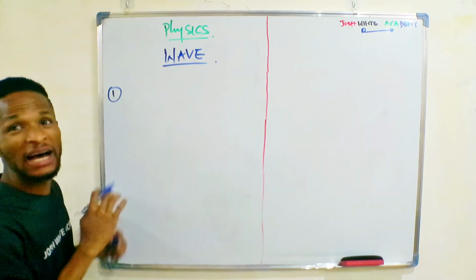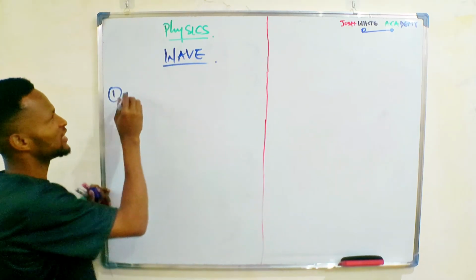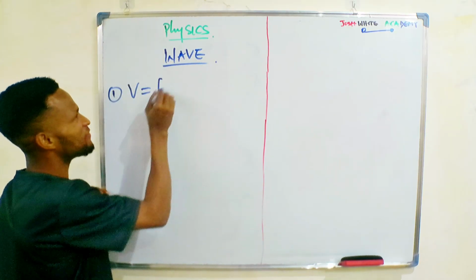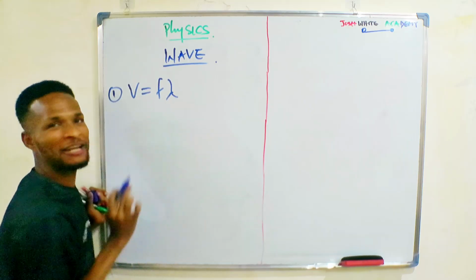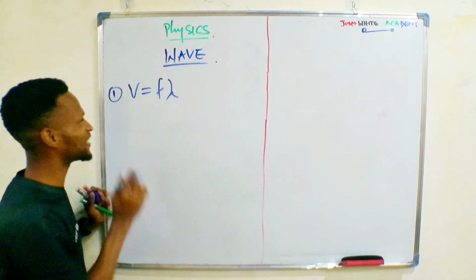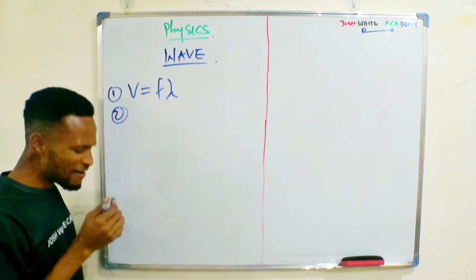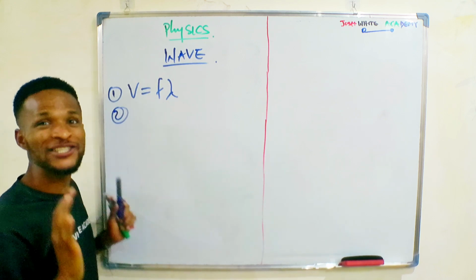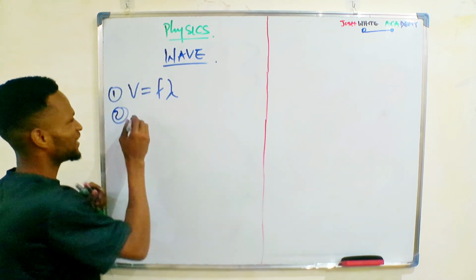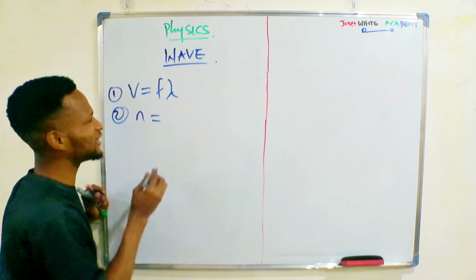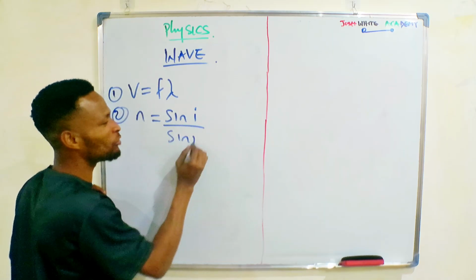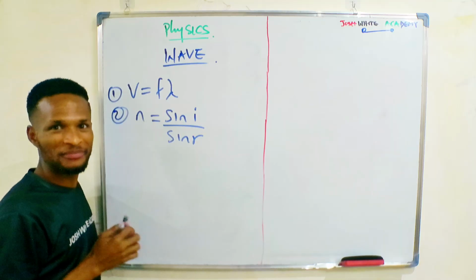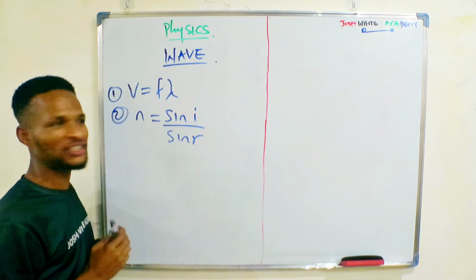One of the most popular formulas in wave is v equals f lambda. Velocity is equal to frequency multiplied by wavelength. Very important. Secondly, we have a law called Snell's law, which says the refractive index is equal to the sine of the incidence divided by the sine of the refraction. Also a very important formula to take note of.